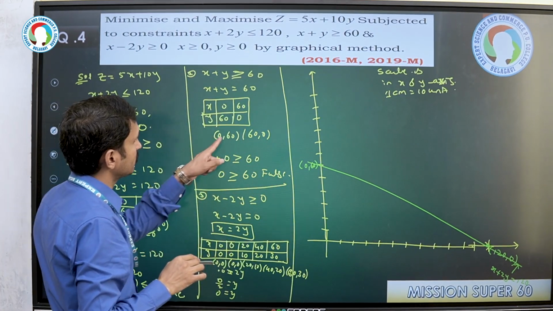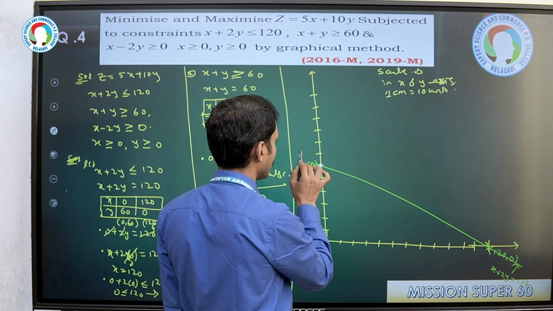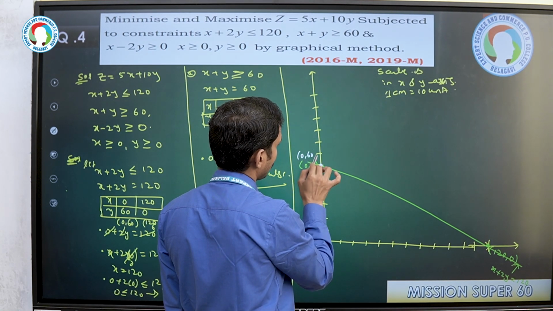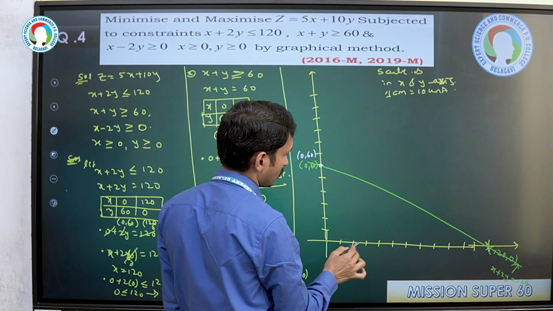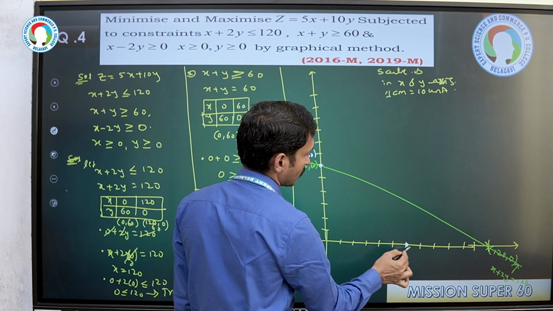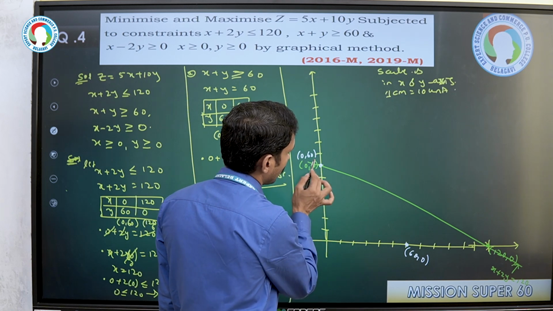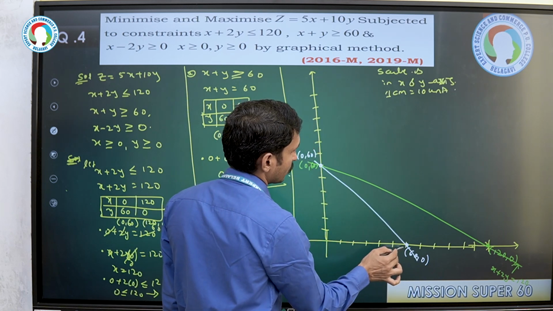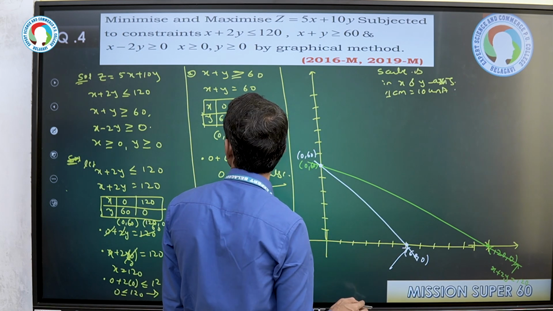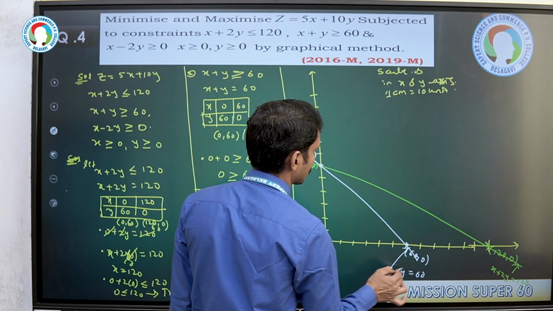Second line: 0, 60 and 60, 0. 0, 60 here only. And 60, 0: 10, 20, 30, 40, 50, 60. So you should have a line, and you should give the name for this line. So x plus y is equal to 60.